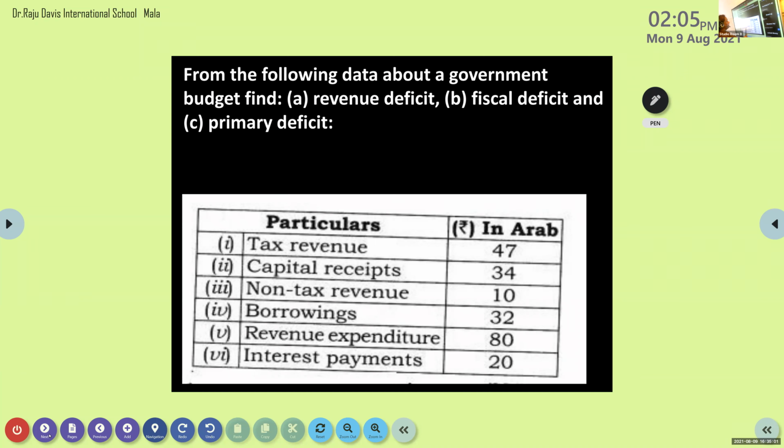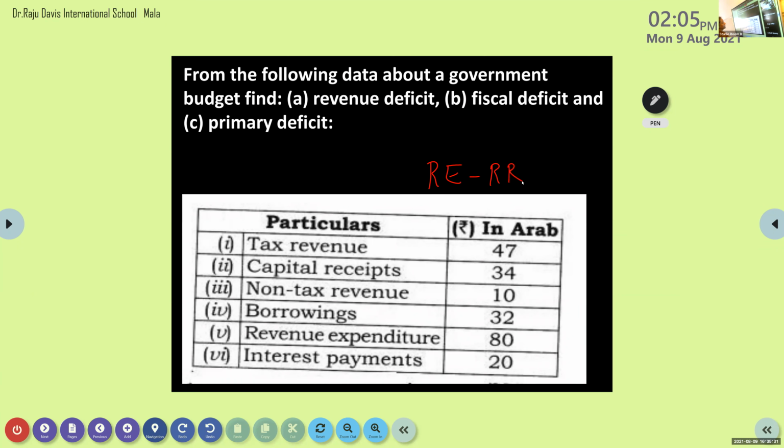So once more, you just tell me the formulas to find out revenue deficit, fiscal deficit, and primary deficit. Anju, what is the formula to find out revenue deficit? Revenue expenditure minus revenue receipts. Okay, revenue expenditure minus revenue receipts.